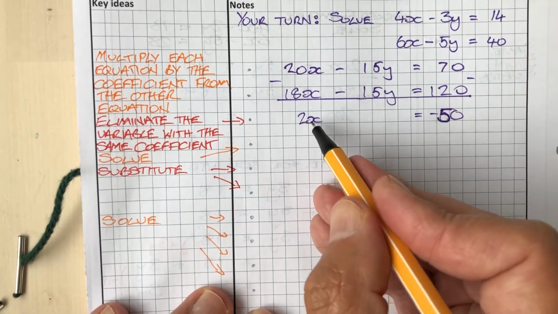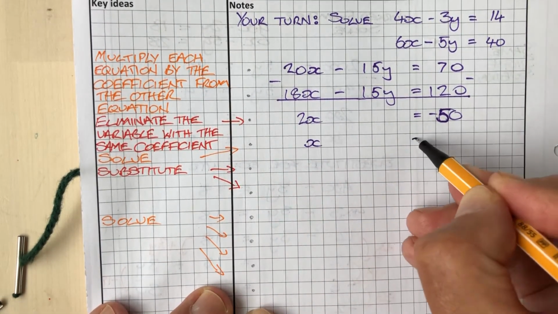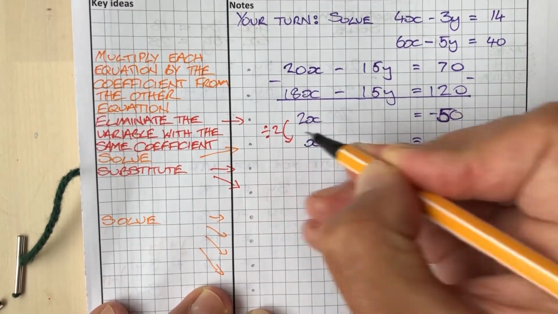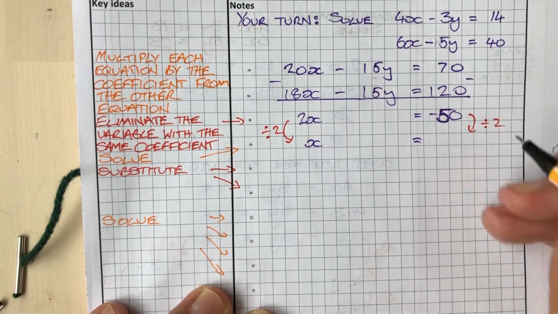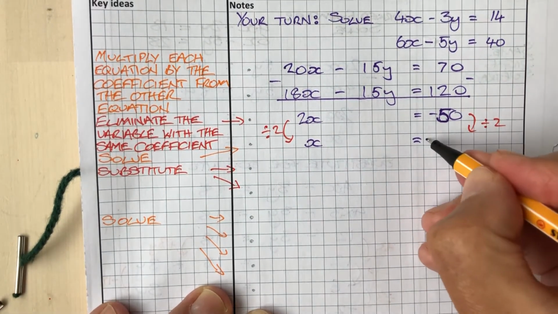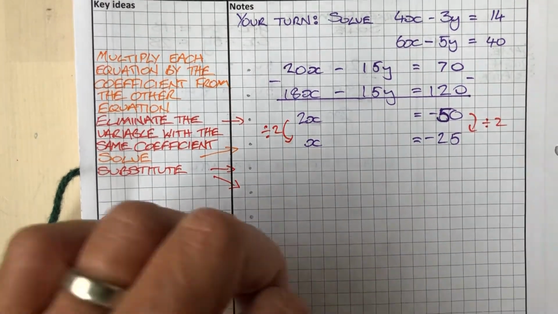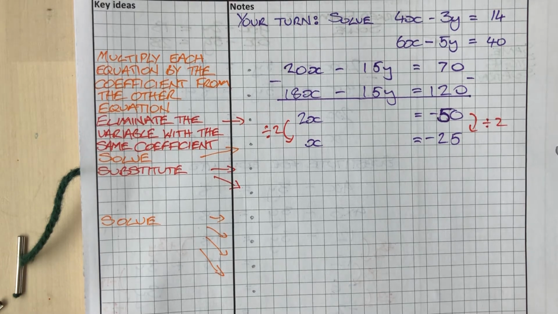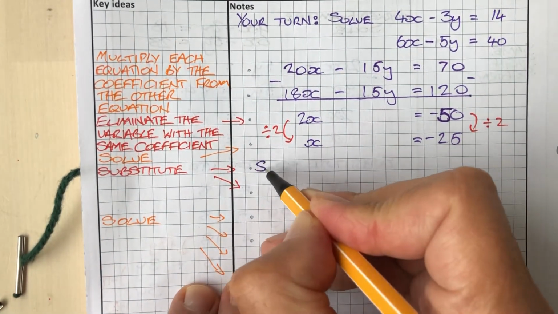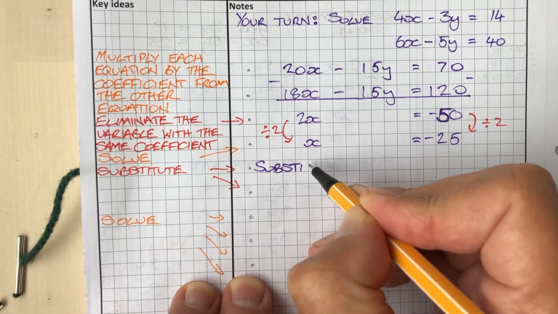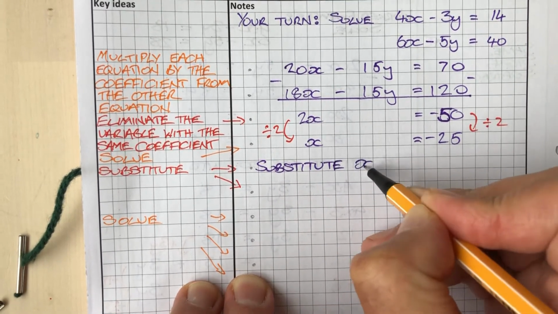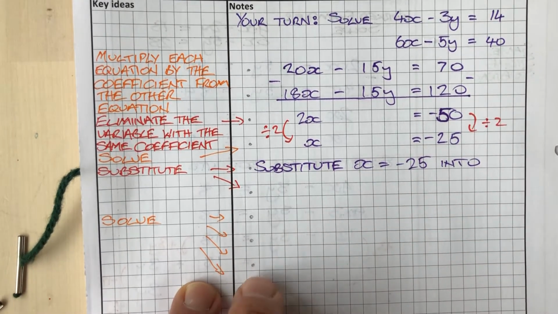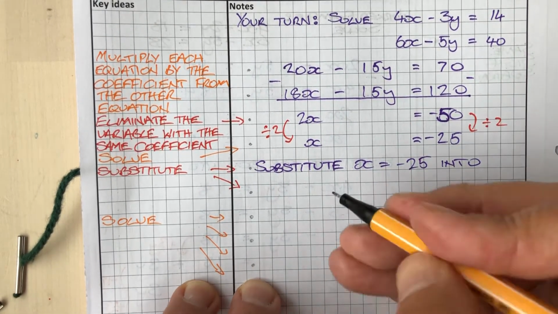So my number times 2, don't want it times by 2, so I'm going to divide by 2, gives me that my number is negative 25. That's not particularly nice, is it? But there you go. Then I'm going to substitute x equals negative 25 into whichever equation I like the look of best. I'm going with the top one.